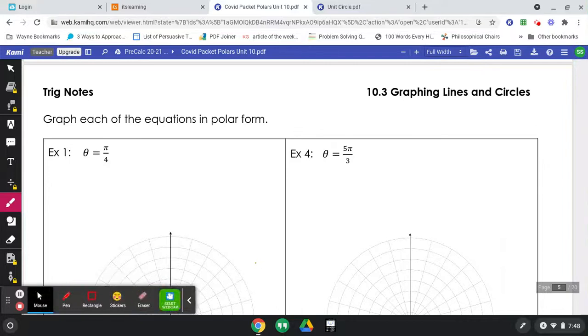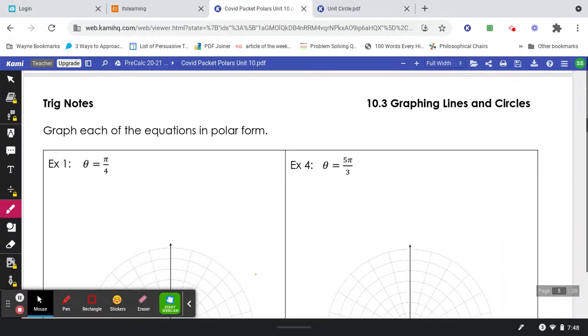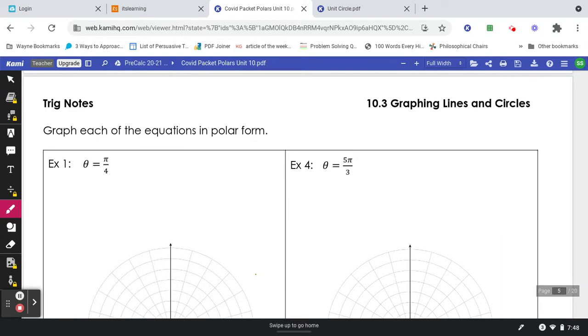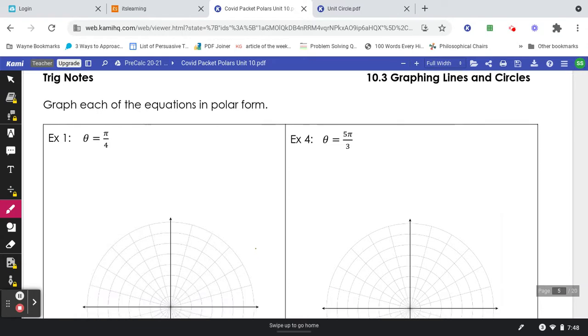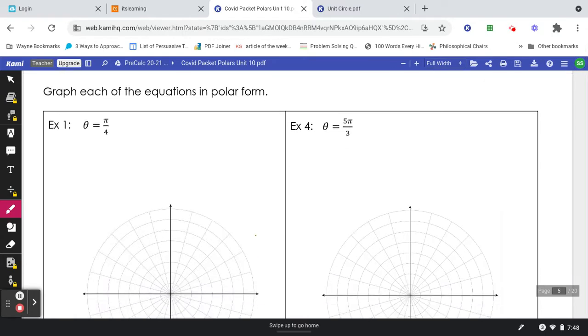These are the 10.3 notes for Trig. We're going to talk about graphing lines and circles today, but in polar form. So for the first two problems, example 2, there we go.